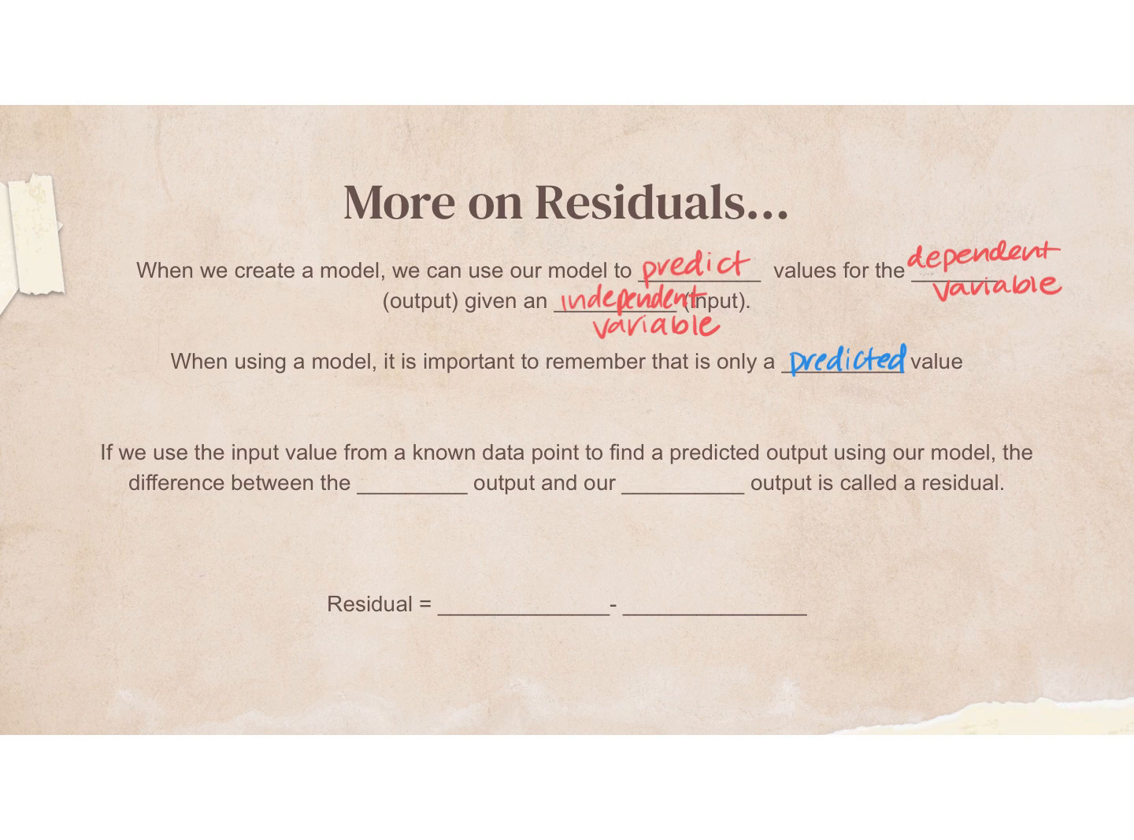If we use the input value from a known data point to find a predicted output value using our model, we can compare the predicted value to the real value and get something called the residual. And the residual is the difference between the actual, the real output, and our predicted output. The residual is a numeric value that we find by taking the actual value minus our predicted value. So it's the difference between them.